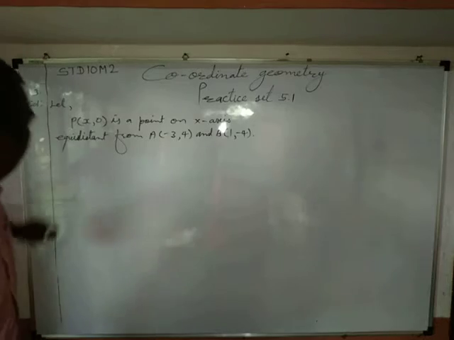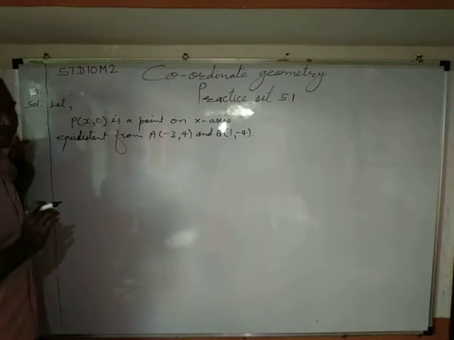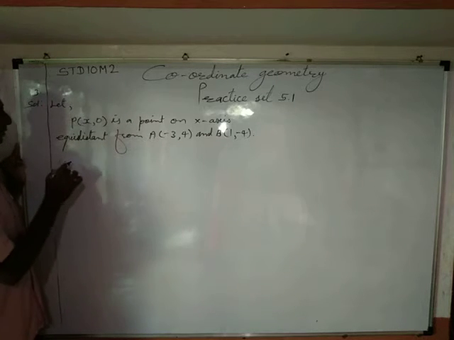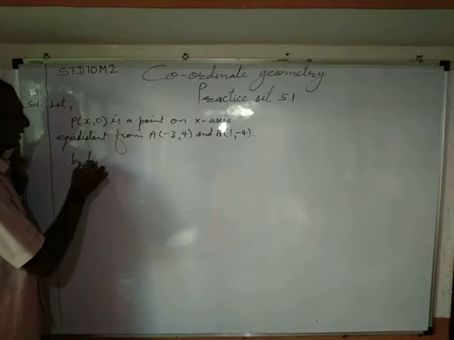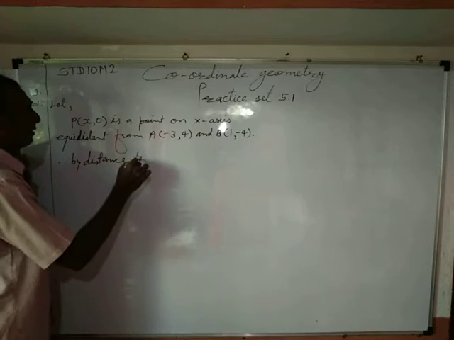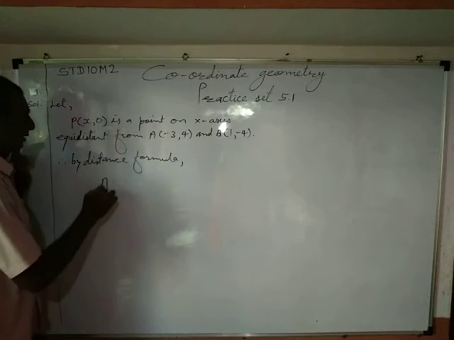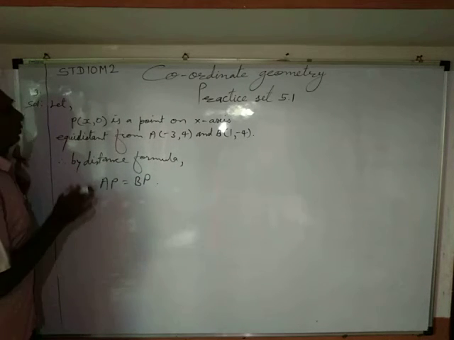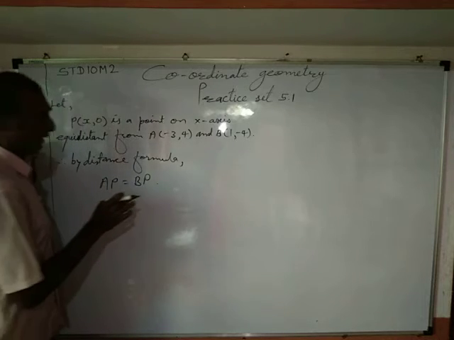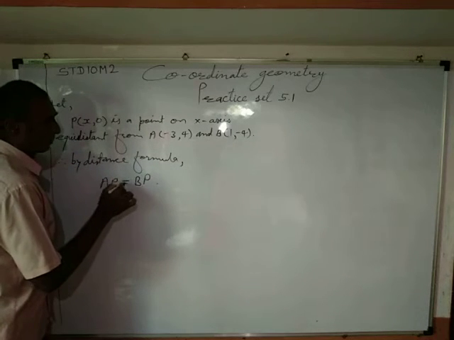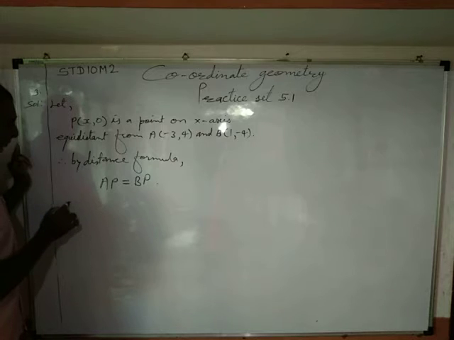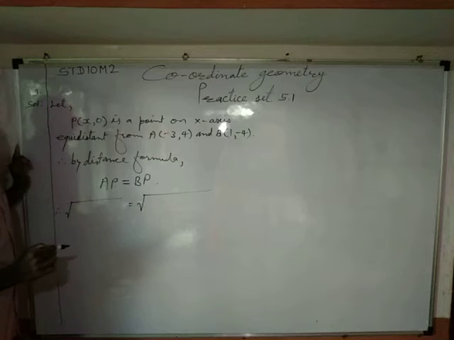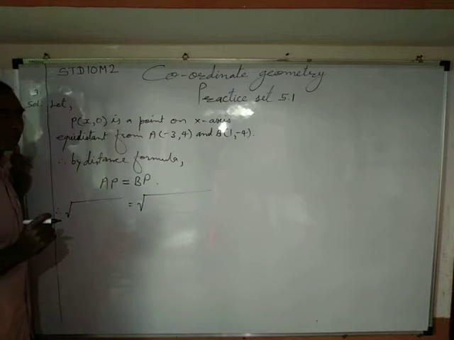Okay, as P is a point on the x-axis, its y coordinate is 0, and as it is equidistant from points A and B, therefore by distance formula AP equals BP. What is the distance of P from A? That is the distance of P from B. According to the distance formula, AP equals under root (x2 minus x1) square plus (y2 minus y1) square.